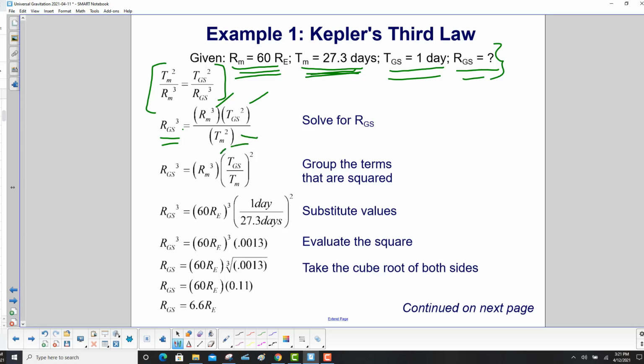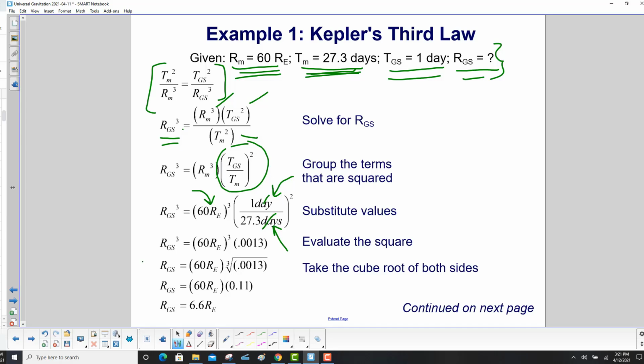So we'll group the terms that are squared. Those are the two period terms. Now we put the numbers in. Here's the distance of the moon from the center of the Earth, 60 times r, the radius of the Earth, cubed. And our geosynchronous satellite has a period of 1 day, and here's the period of the moon. We then square that. We get 0.0013, and days cancel out. Then we have 60 times the radius of the Earth cubed times 0.0013.